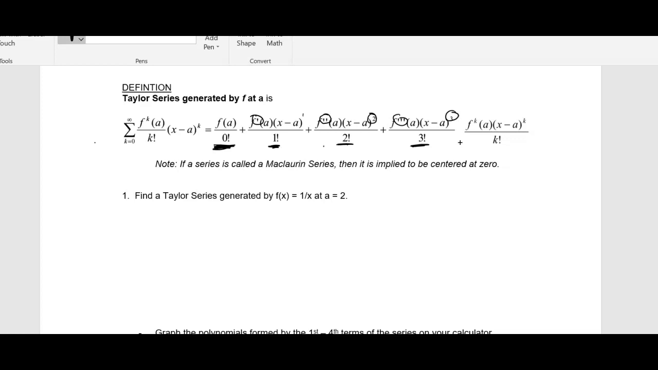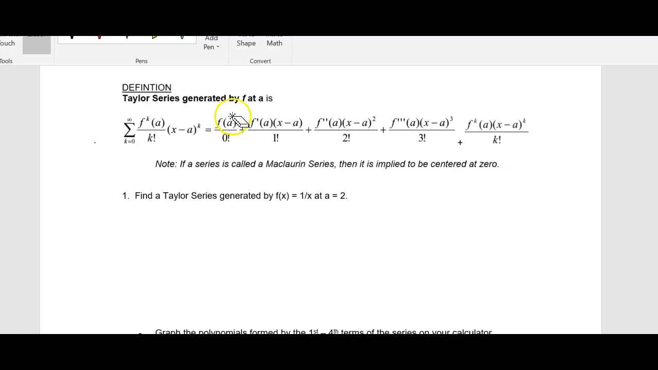All right, so what our guy Taylor found is that by understanding just our functional values and all of our derivative values, we can sometimes construct the entire function, but we can certainly construct our function within the interval in which it's going to converge. So number 1, what you are going to do first, you're going to find a Taylor series generated by the function 1 over x at x equals a. And a in this case is going to be a 2.